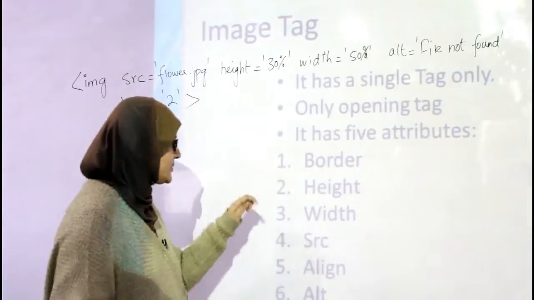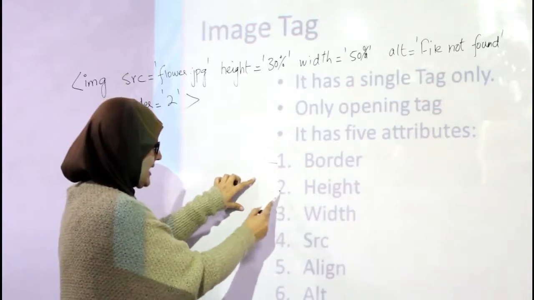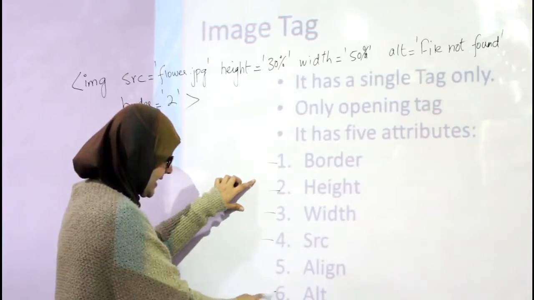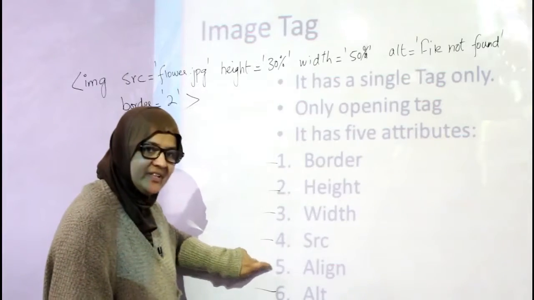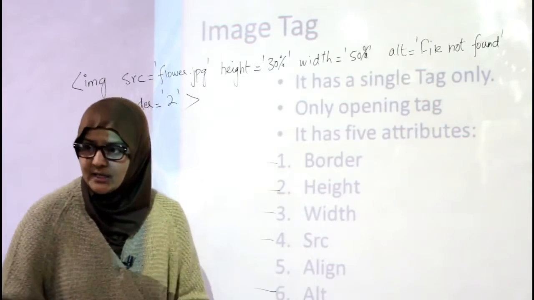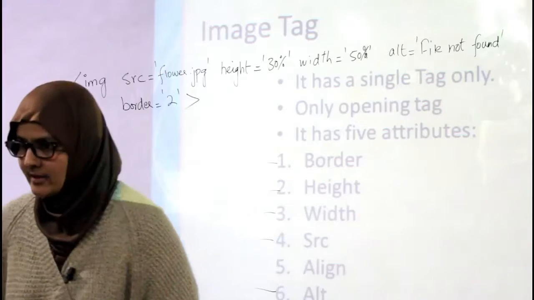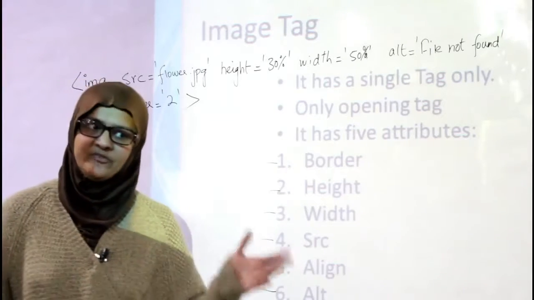So how many options we have used? We have used border, height, width, source, and alt. And only one is left, that is align. Align, you want to align it in the center. You want to align it at the left side.